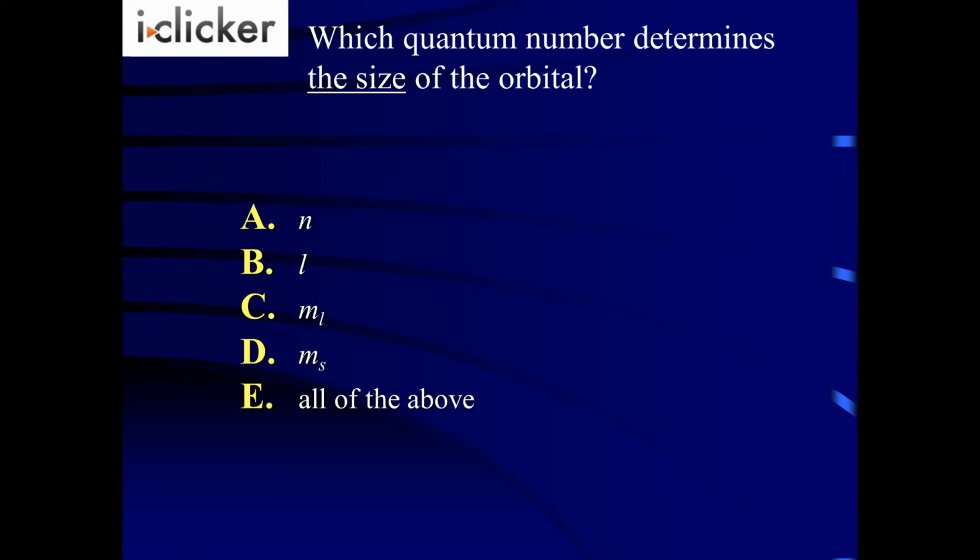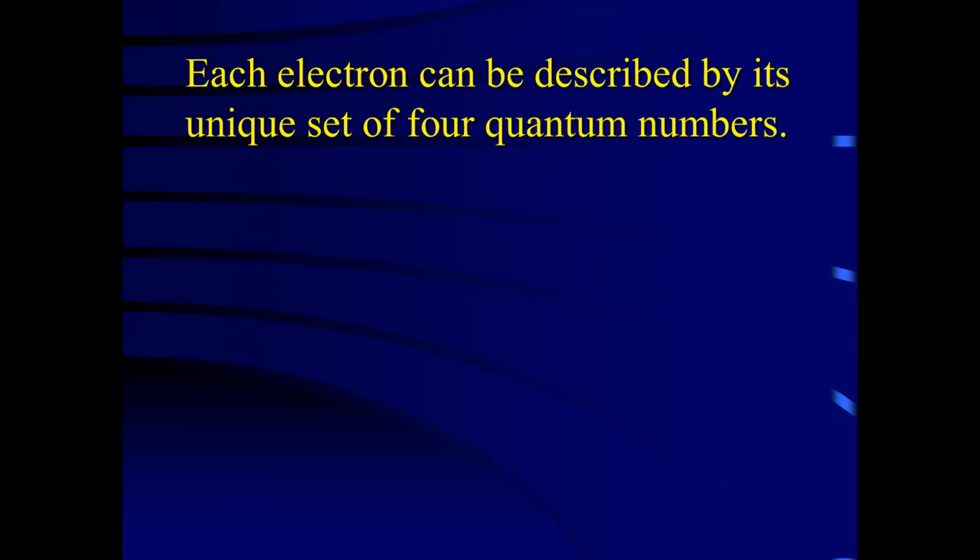Okay, let's do some i-clicker questions. Which quantum number determines the size of the orbital? If you still remember the previous slide we talked about, the answer is A. The principal quantum number n determines the size and energy of the orbital. This type of question will be like the questions you will be tested on in the quiz and exam.